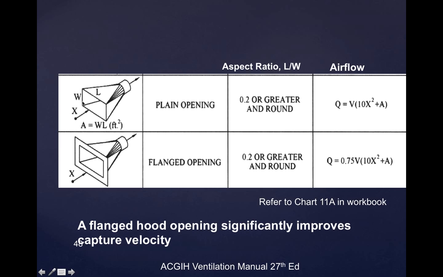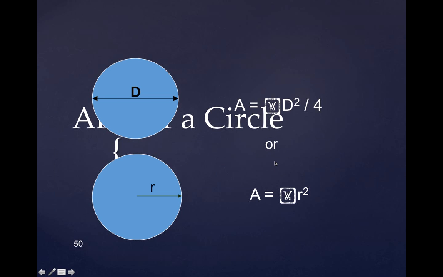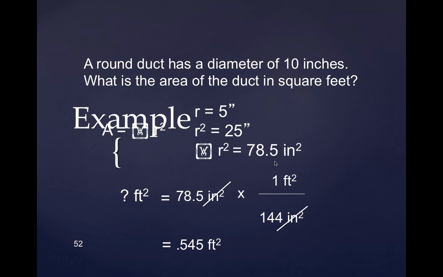So this is for situations where the ratio between the width and the length is at least 0.2. In other words, the length is not more than 5 times the width, in which case it would appear more like a slot than like a rectangular hood like this. Okay, I wouldn't worry about this too much.